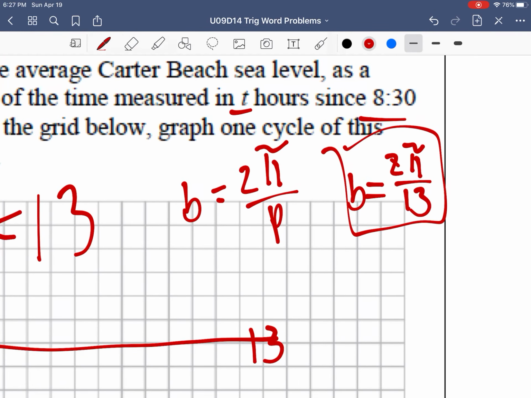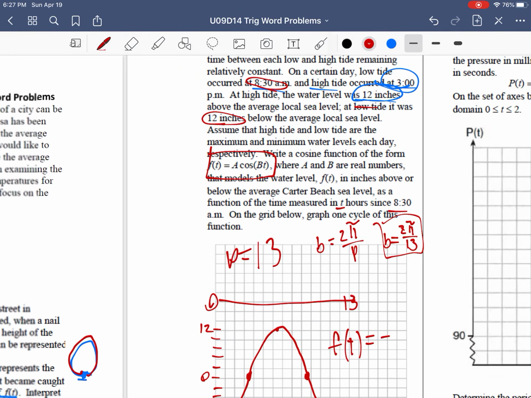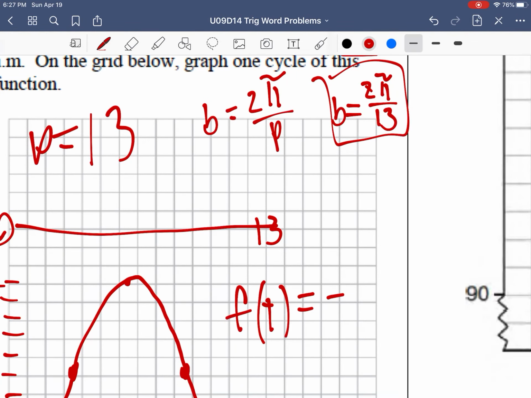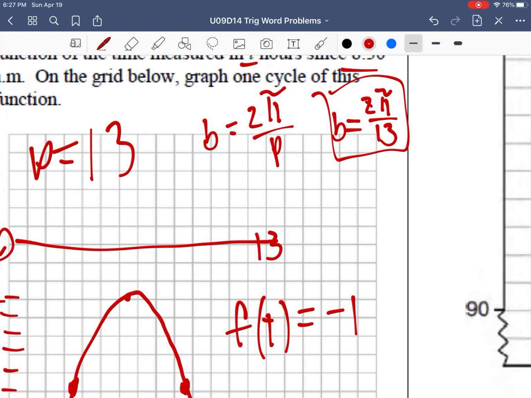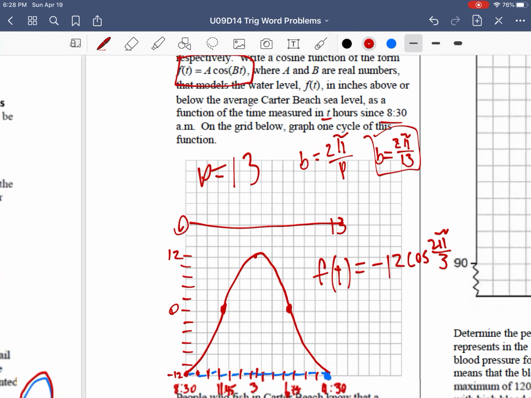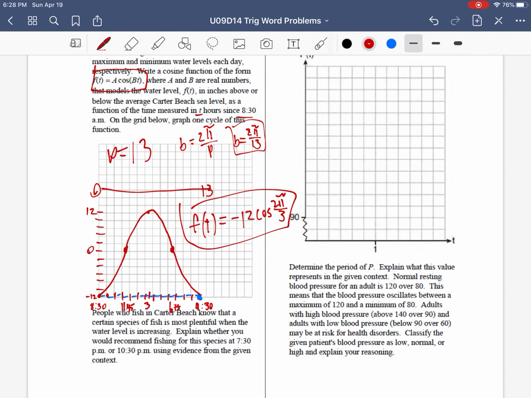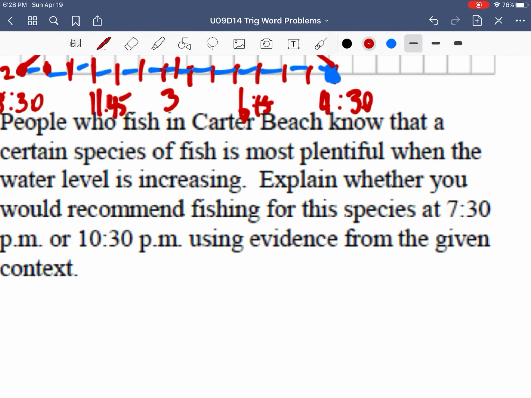So our equation should be f of t is equal to negative, because we're starting our graph at the bottom, our amplitude is 12, cosine of 2 pi over 13. We don't have a midline because we were just told that we were going to go above 12 and below 12. So this is our equation, that's our graph, and hopefully my explanation of where all the points go made sense. Let's take a look at the rest of the question.